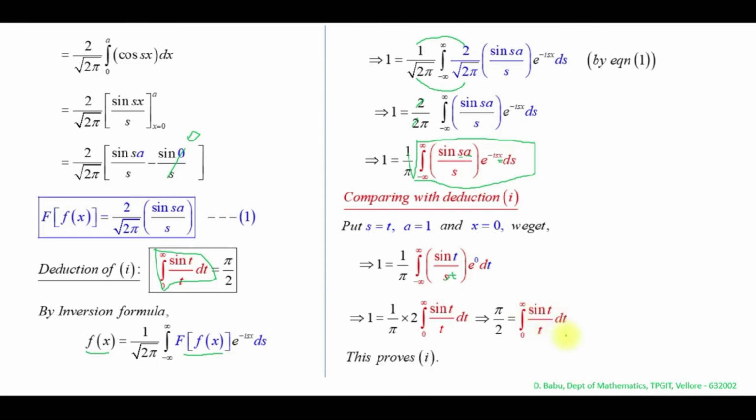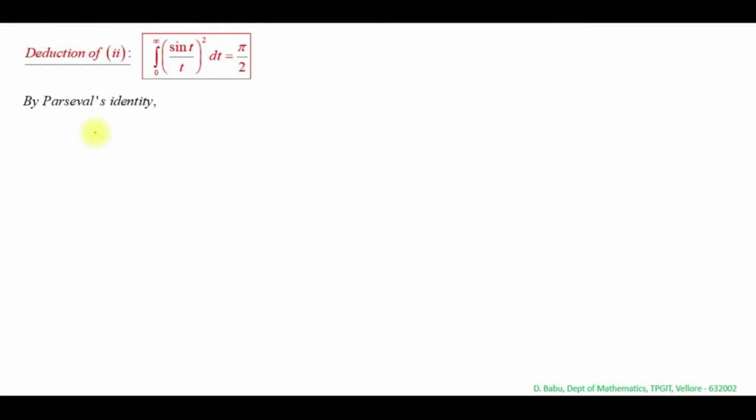So this proves 1. Next, reduction 2: integral of sin t by t whole square dt equal to pi by 2. Note that this is similar to the Fourier transform of f of x the whole square. Therefore we have to apply Parseval's theorem. So what is Parseval's identity? Integration minus infinity to plus infinity modulus f of x whole square dx equal to minus infinity to plus infinity Fourier of f of x whole square into ds.